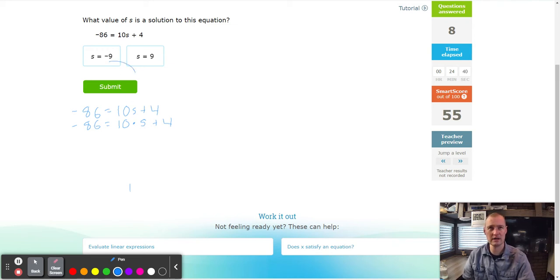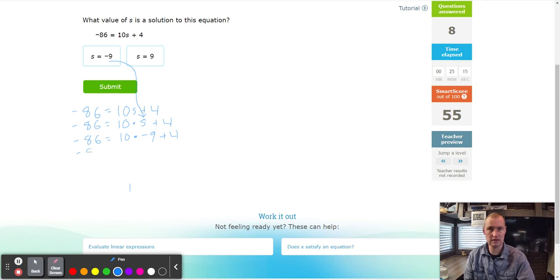Now we're going to take that negative 9 and plug it in for S and see if both sides of the equation will be true. All right, so we got negative 86. Left side's been staying the same the whole time. Now the right side, we just step by step got to work it out. So we got 10 multiply the entire thing. Don't forget the negative 9. So negative 9 plus 4. Okay, now what we do is we just work out the right side and see if both sides are true.